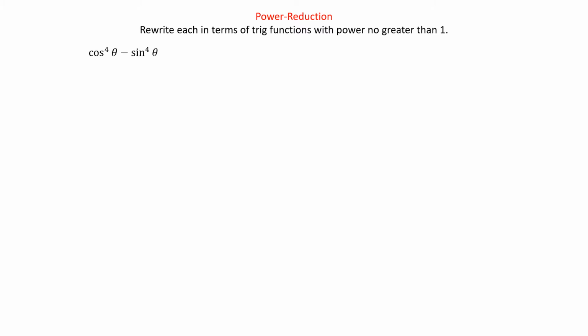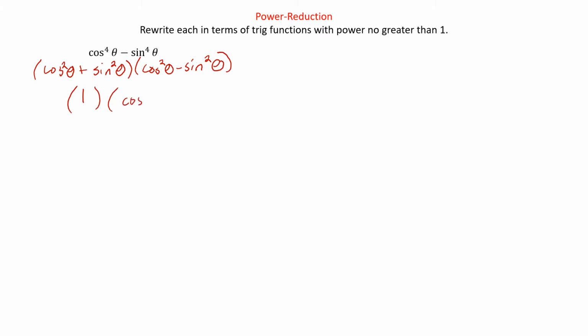So we could have something like cosine to the 4th theta minus sine to the 4th theta. Well, what could we do here? Well, this is something squared minus something squared, right? Because cosine to the 4th is cosine squared squared. Sine to the 4th is sine squared squared. This is a difference of squares. We're going to factor this. So we can factor this to be cosine squared theta plus sine squared theta times cosine squared theta minus sine squared theta. And then cosine squared theta plus sine squared theta, that's Pythagorean identity. That's just 1. Cosine squared theta minus sine squared theta, that is the cosine of 2 theta. That's one of our double angle identities.